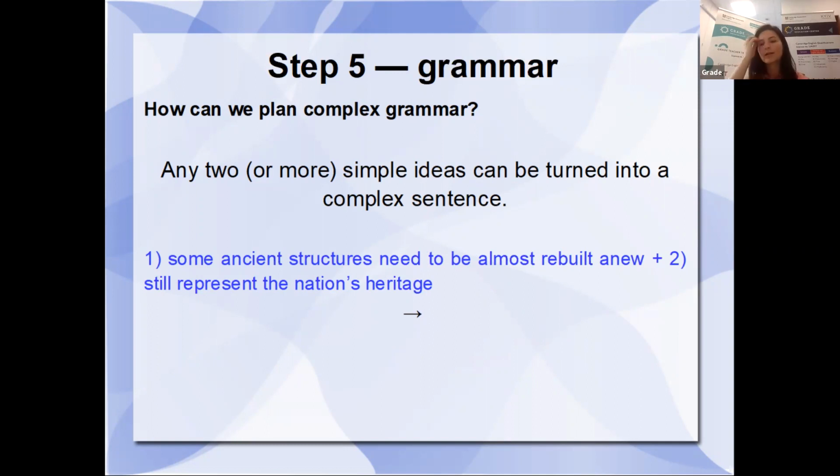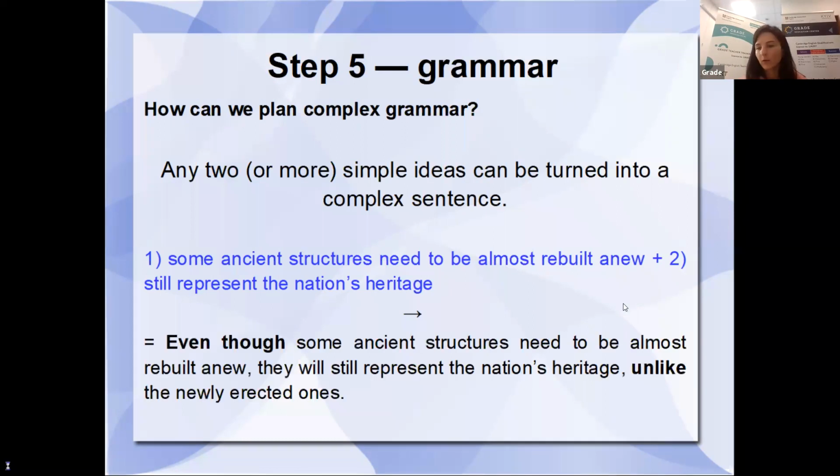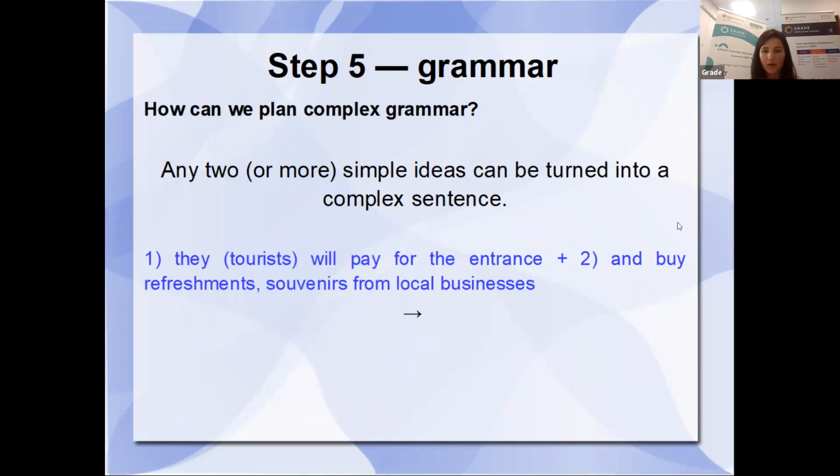Any ideas? However, then again with however, although, I like although more, because with however, we will either have to put a full stop again, and then start the next sentence with however, or a semicolon. With semicolon, yes. Okay, let's have a look. Even though, it's like although. And I also added something at the very end. So even though some ancient structures need to be almost rebuilt anew, they will still represent the nation's heritage, unlike the newly erected ones. So just some comparison to crown it all.